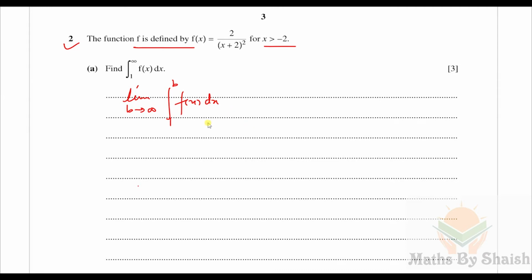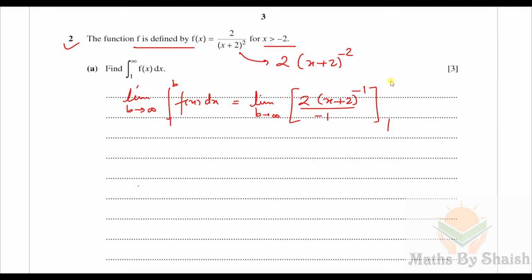So first of all, let's calculate this. Limit b tends to infinity, and the integration of f(x), we can write this as 2 times (x plus 2) whole to the power minus 2. This is going to be 2 times (x plus 2) to the power minus 2 plus 1, divided by the same, minus 1, and the limit from 1 to b.